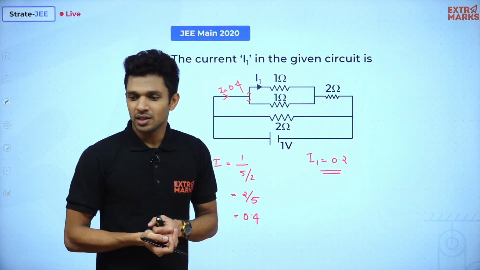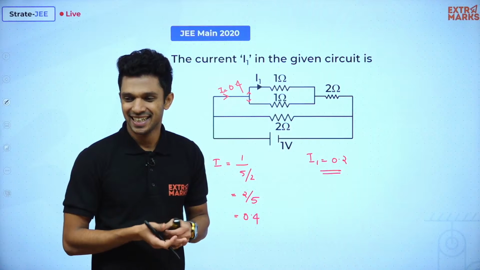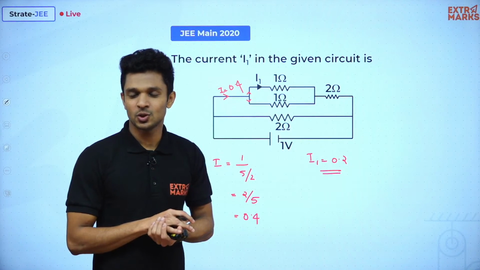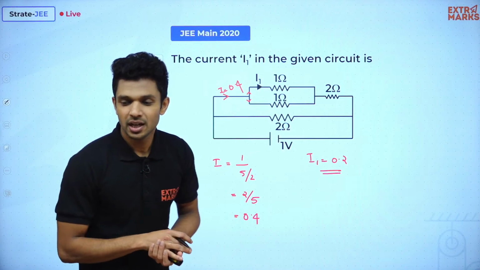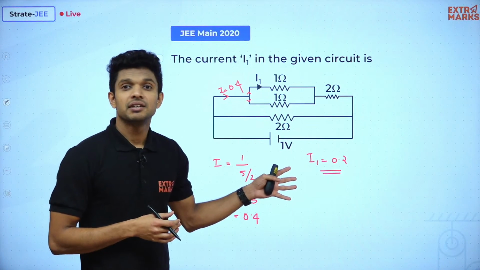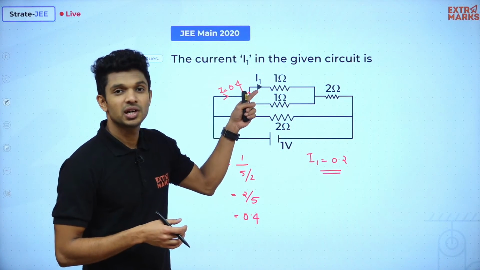Hindi is so much improved. Arey wah. Amazing session. High voltage. Arey, thank you so much, Manu Rai. Okay. Thank you so much. Thank you so much. So, the value of the current passing through this particular circuit is 0.2.